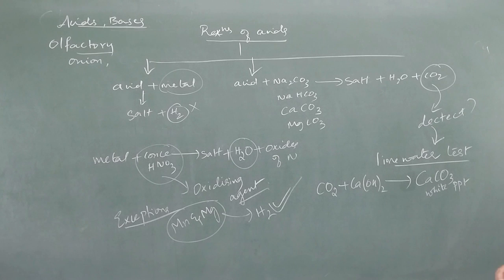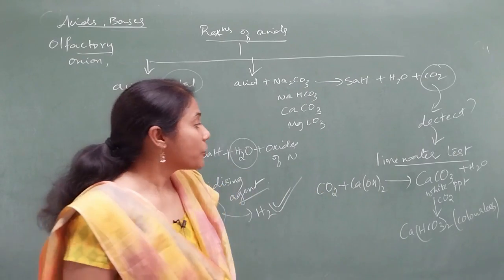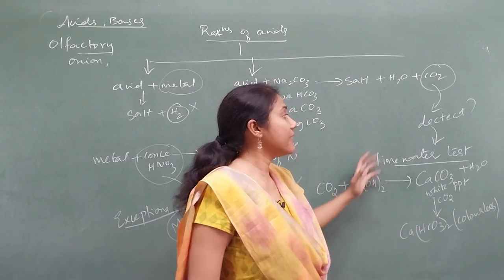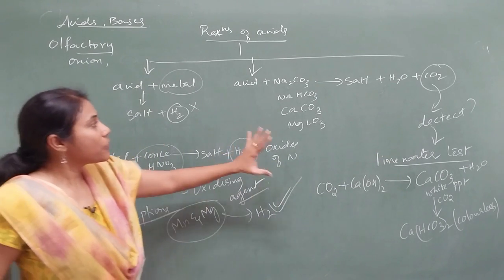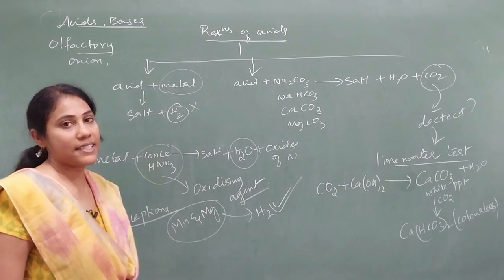Okay, so this is very important. Again to this plus water you will get as the product. Again to this, if carbon dioxide is passed, calcium bicarbonate is formed, which is colorless. So previously whatever white PPT is obtained, to that if carbon dioxide is passed, colorless calcium bicarbonate is formed. So this is that lime water test, and this is how carbon dioxide can be detected. So this whole lot of a concept you should understand carefully.